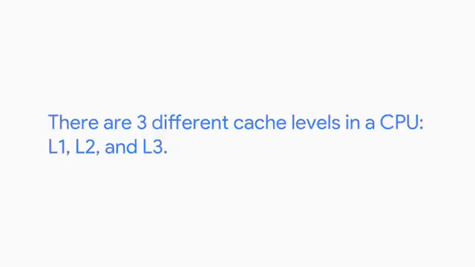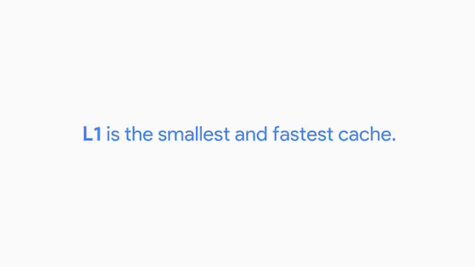On the flip side of that, cache is like the stuff we have in our pockets. It's used to store recently or frequently accessed data. There are 3 different cache levels in a CPU, L1, L2, and L3. L1 is the smallest and fastest cache. If you're interested in learning more about this, you can check out the supplemental reading I've included right after this video. So now we understand how our RAM interacts with our CPU.